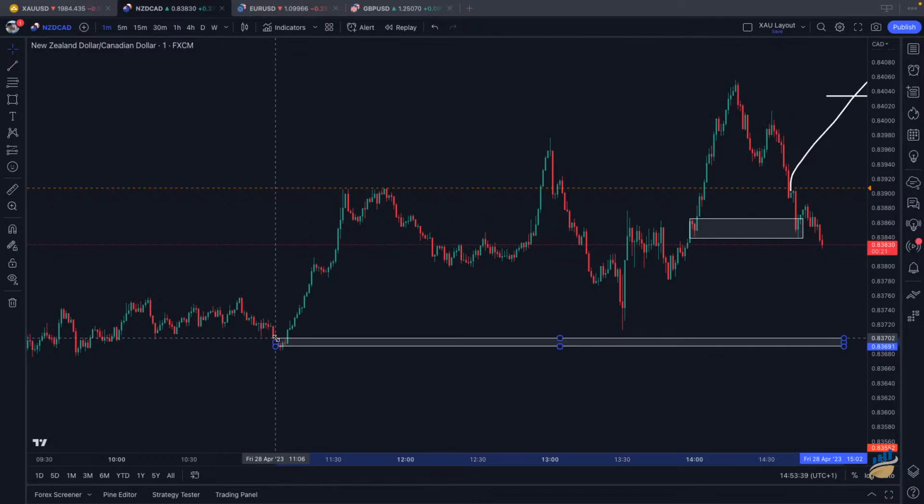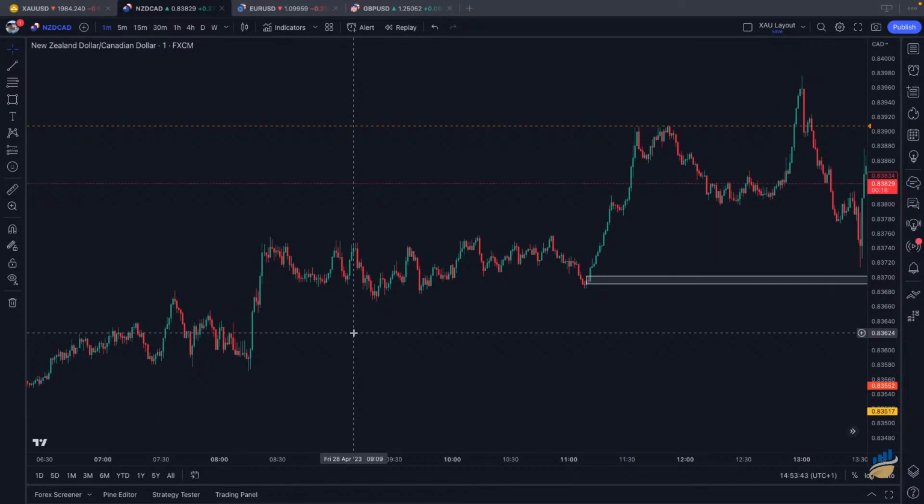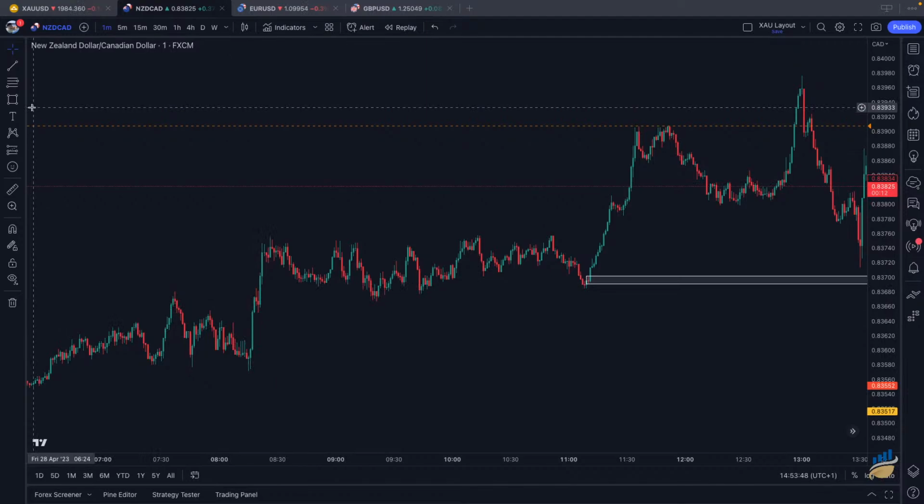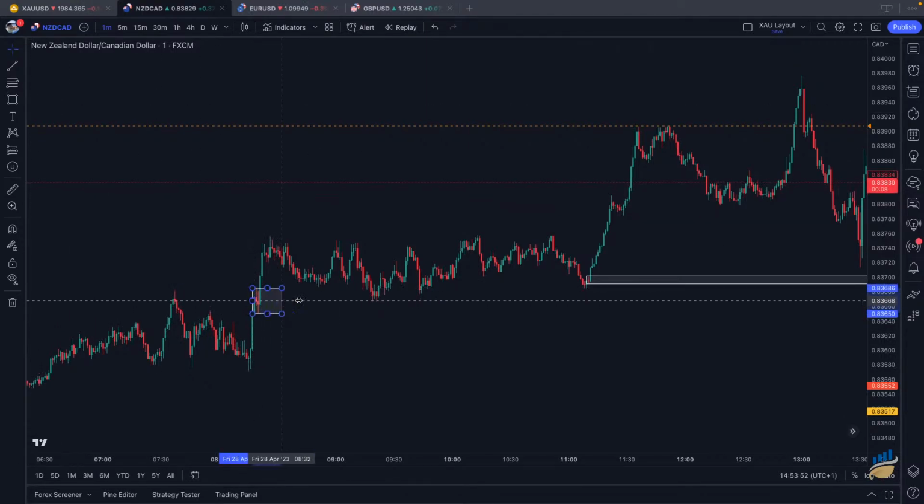Just drag and make that a little bit bigger to cover the entire candle. I'm just going to see if there's anything else. I don't recall there being anything else. You can see that price came to tap into this one here. So you'll notice that this happens over and over and over again. You can see how price tapped in.